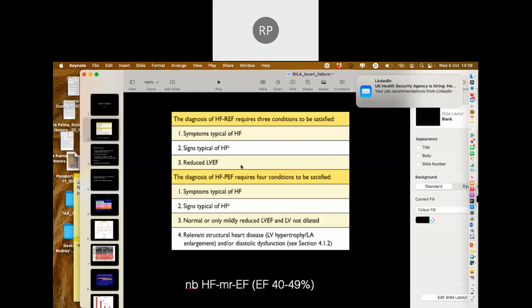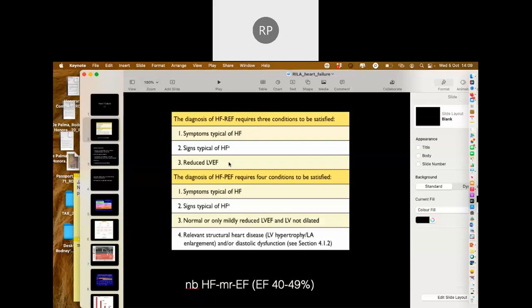And then the discriminator between heart failure with reduced ejection fraction and heart failure with preserved ejection fraction is a reduction in left ventricular ejection fraction, which is calculated, or at the very least estimated, from an echocardiogram or a similar imaging modality. Now, traditionally, reduced ejection fraction would be classed as anyone who had an LVEF of 40% or lower, and preserved ejection fraction would be 50% or higher.